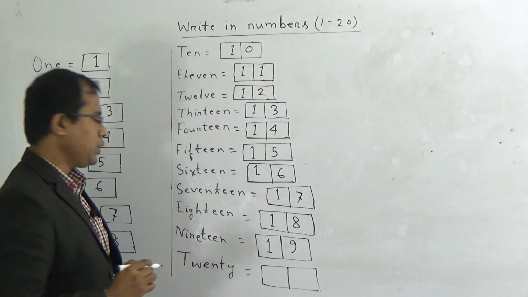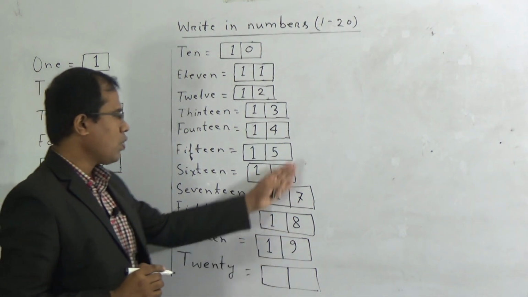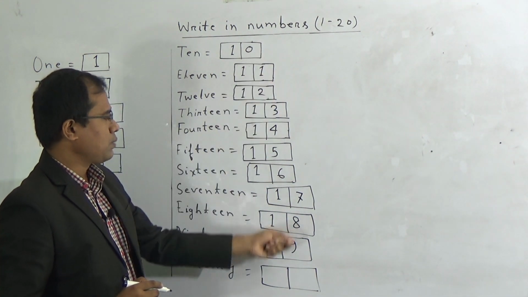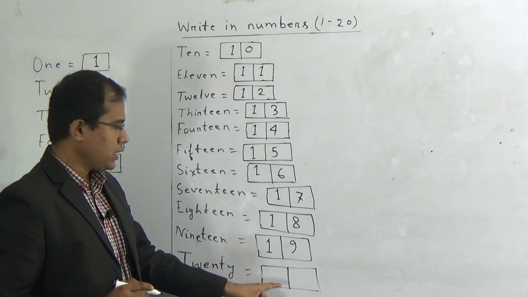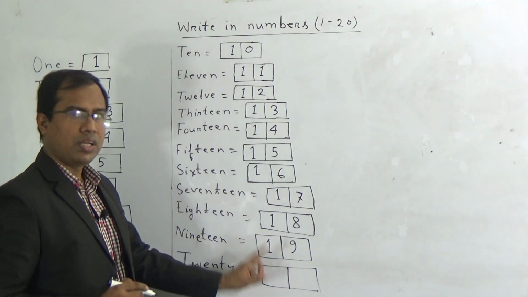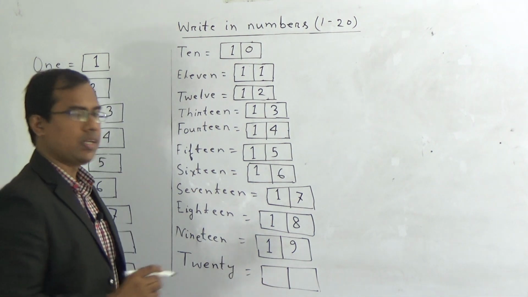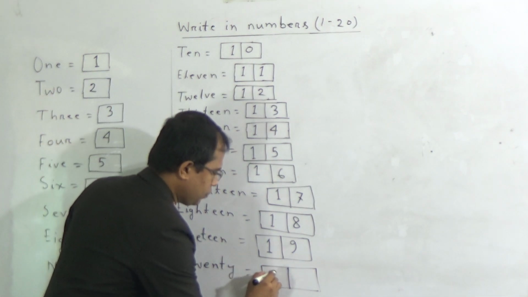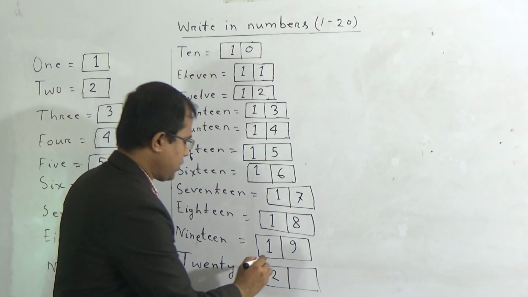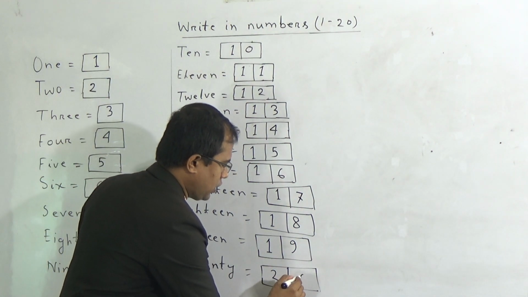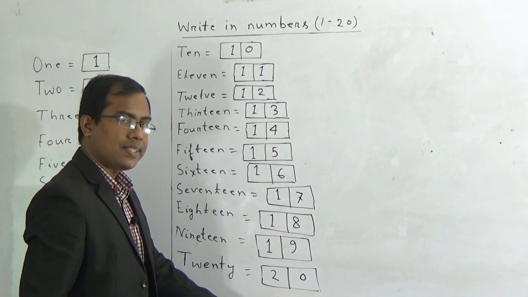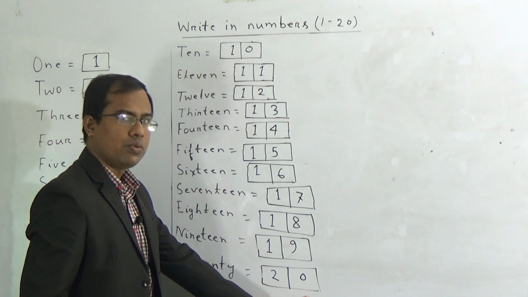Now we have to write 20. There is no other digit. We have used all the digits in ones place. So now we have to change the digit of tens place. Instead of 1, now we will write here 2. Now again we will start from 0. For expressing 20, we will write 0 here. For expressing 21, we will write 2 in tens place and 1 in ones place.